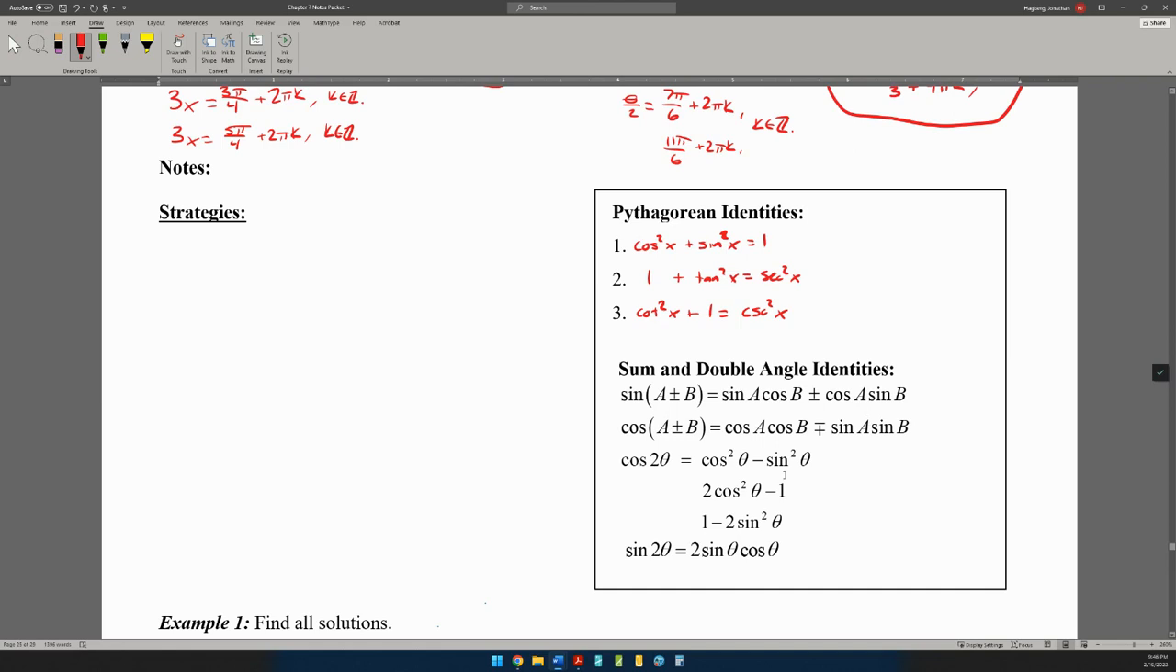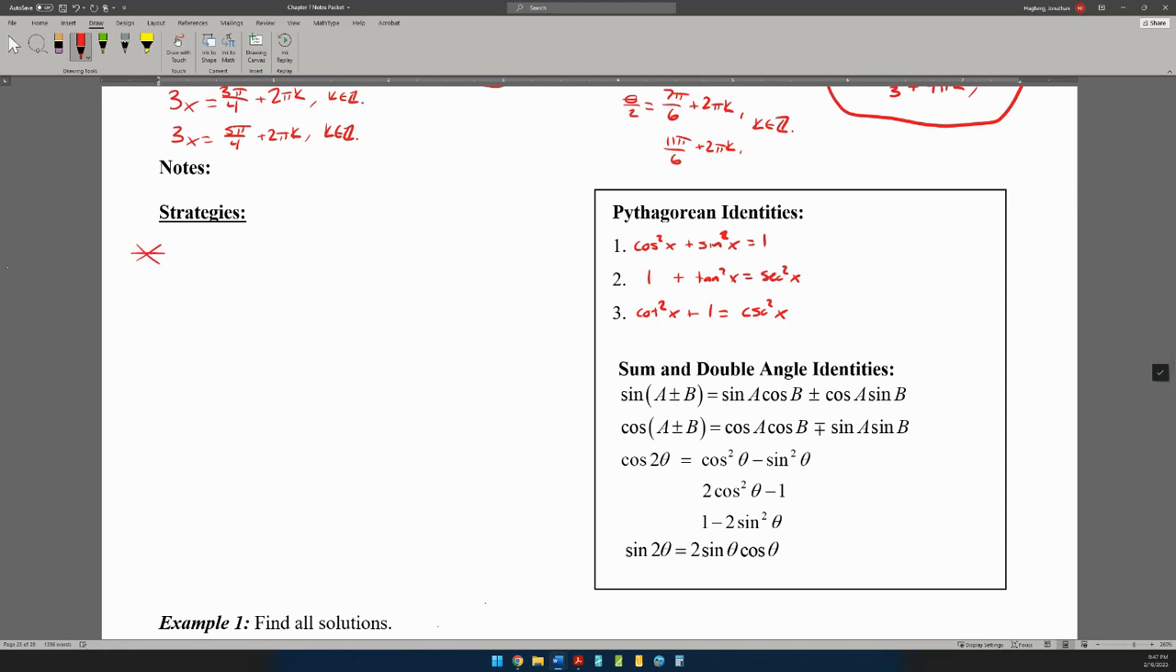We also have to remember our sum and difference formulas. So for sine, remember those trig functions alternate and the operator stays the same. Whereas for the sum and difference formula for cosine, the trig functions stay the same, but then the operator is flipped. We have three equivalent expressions for the double angle for cosine, and we have one for the double angle for sine. Okay. So in order to solve these equations, we have 4 strategies.